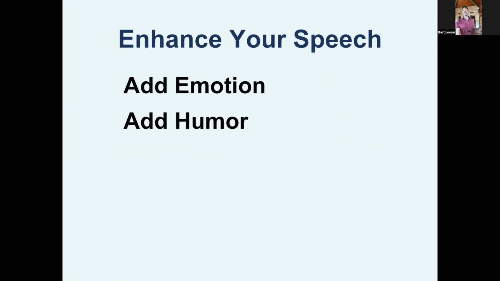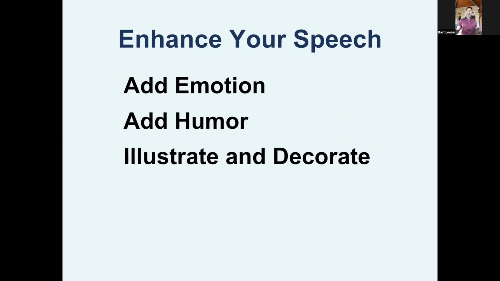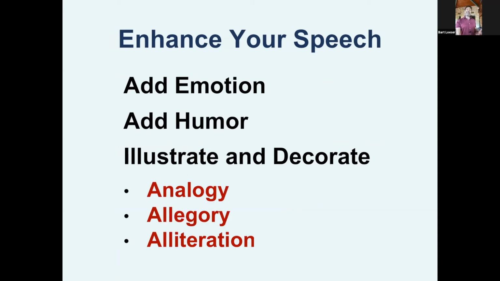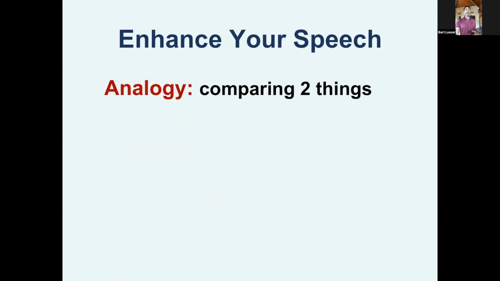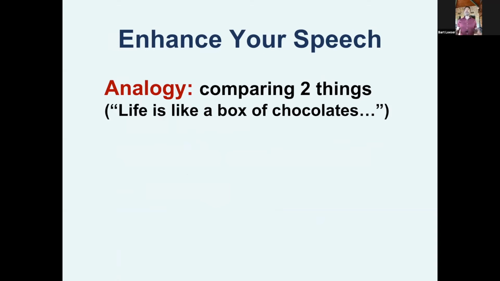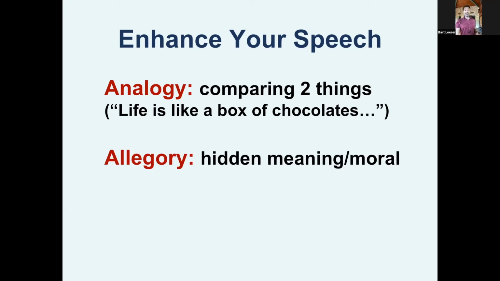The third way to enhance your speech after emotion and humor is to illustrate and decorate your speech with 3 different tools: analogy, allegory, and alliteration. Let's just give an example of what these are. Analogy is comparing 2 different things, such as in Forrest Gump in the movie, life is like a box of chocolates. Again, comparing 2 different things, life and chocolates, and also can be funny.